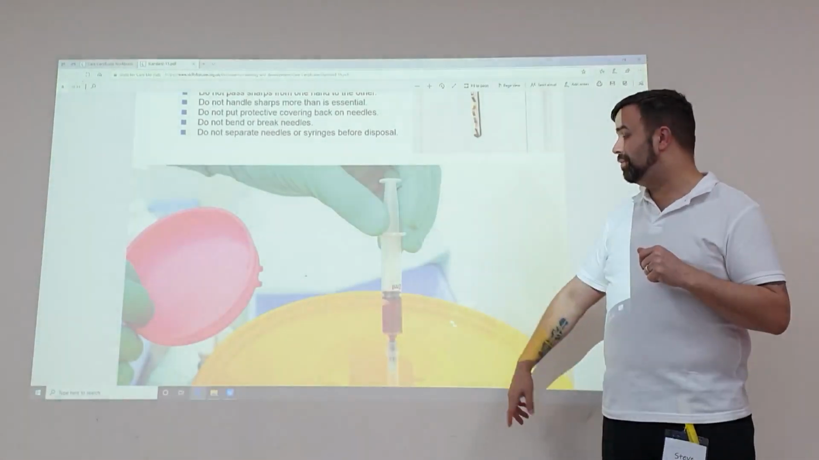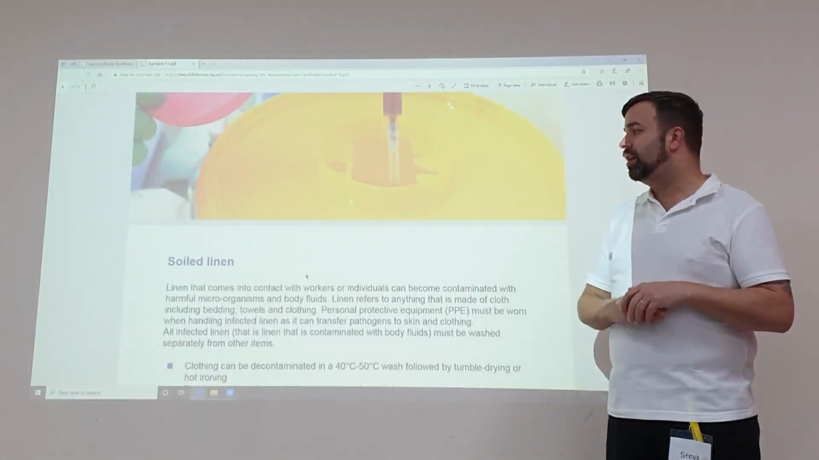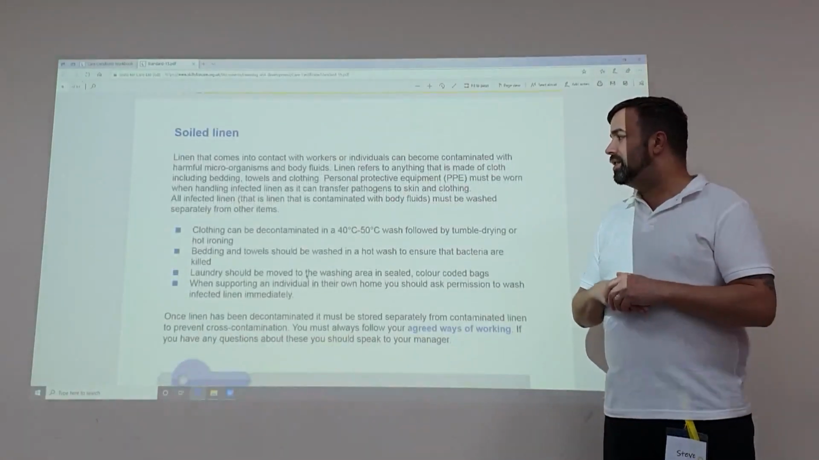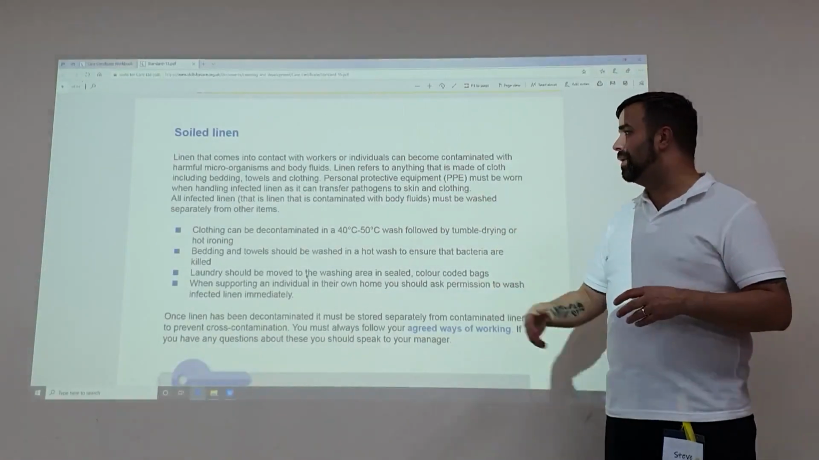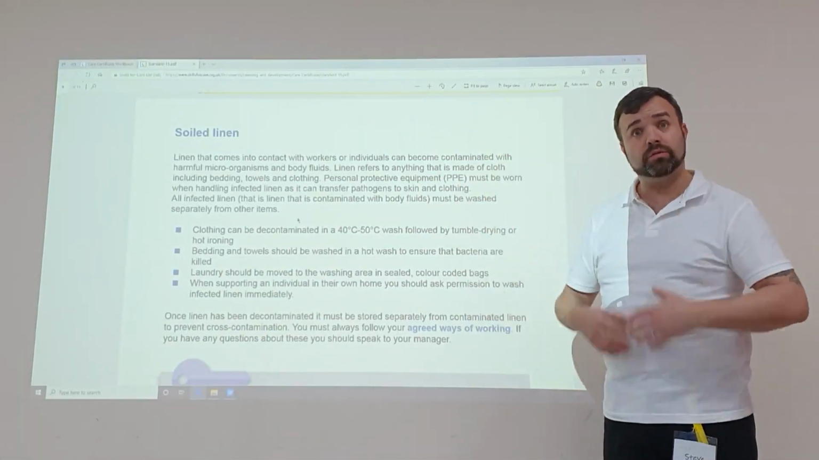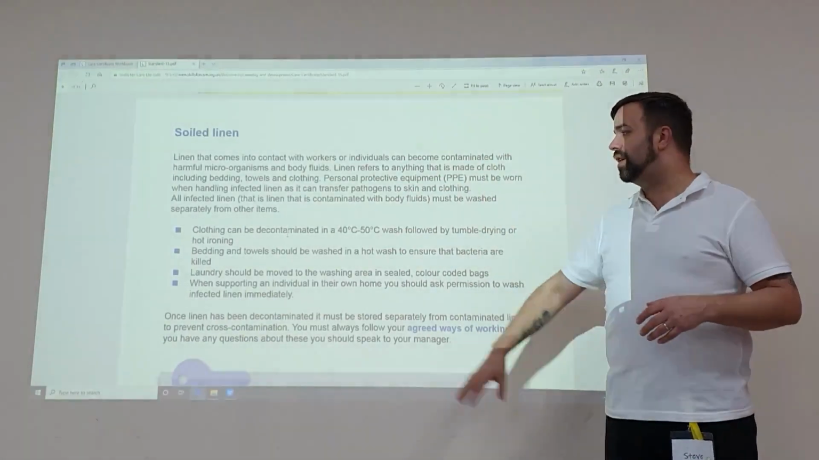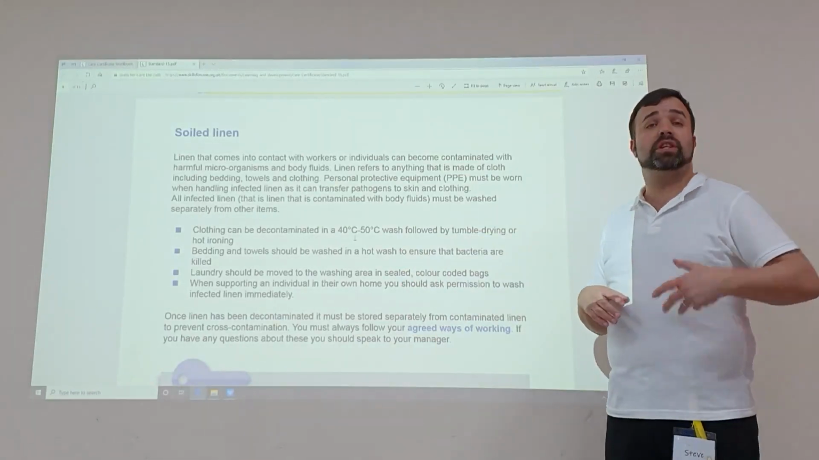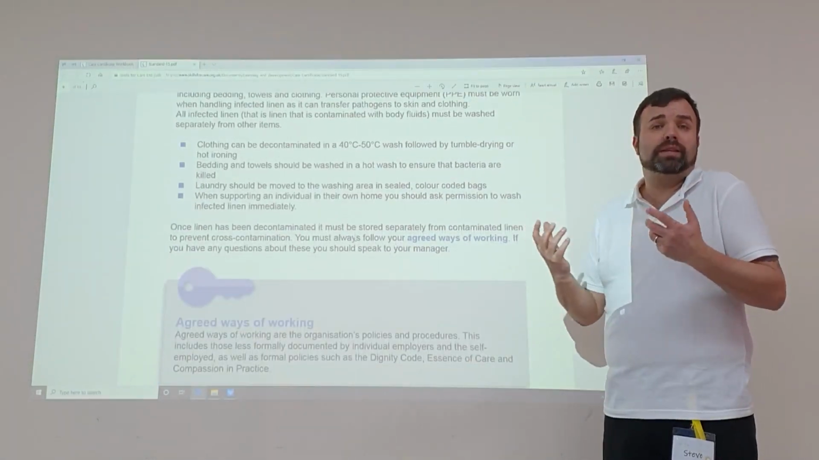Although you shouldn't be doing any syringes anyway. Soiled linen. It's important that we decontaminate soiled linen, that we're always wearing PPE, that we don't leave dirty laundry on the floor, and then it's going to go straight into the bin. Ideally, we should be washing at a high temperature, the higher the better.